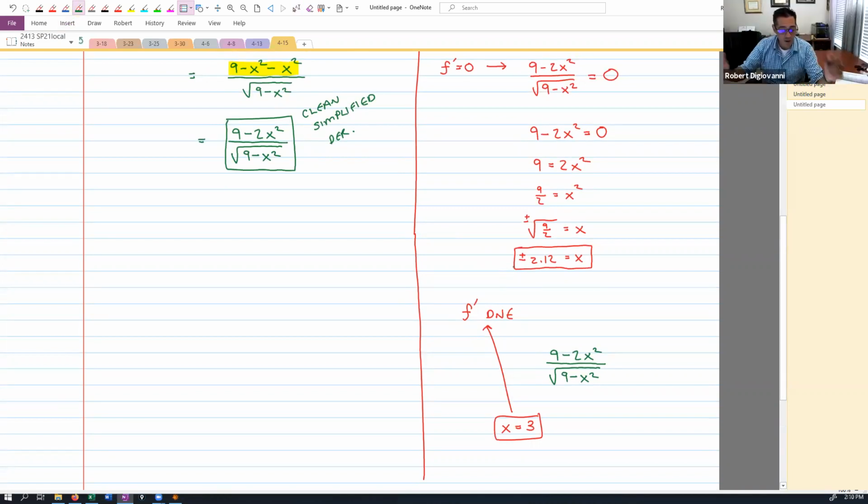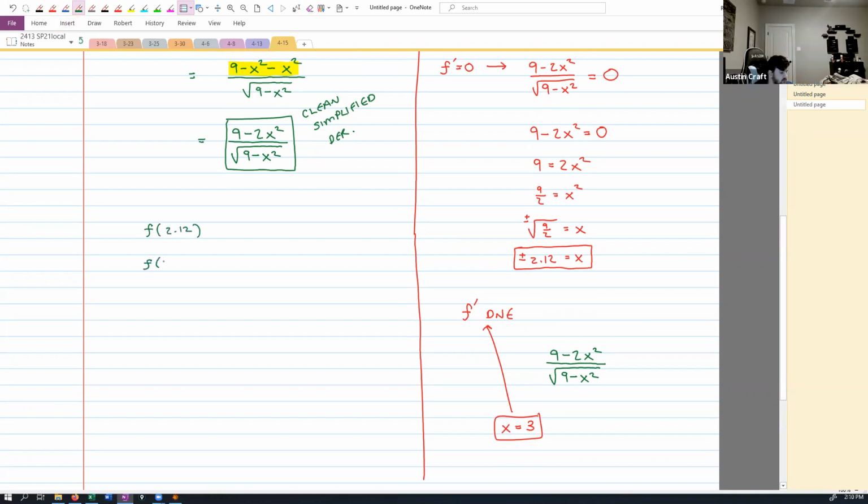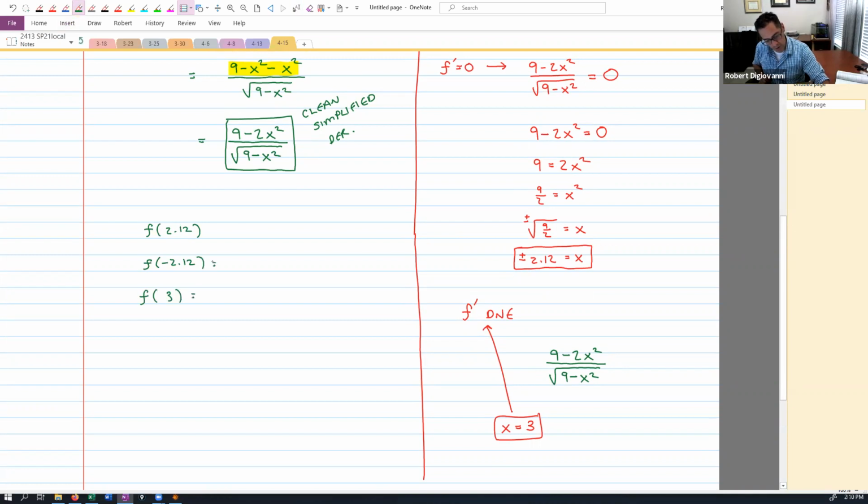All right, so now what do we do with these? We have three critical numbers. What do we do with them? We take them and we plug them into the original function, right? Okay, so I'm going to plug in positive 2.12, negative 2.12, and 3 into the original function. And again, to save us time, I'm not going to go through all that. I'm just going to get it here on my calculator. 9 minus x squared.